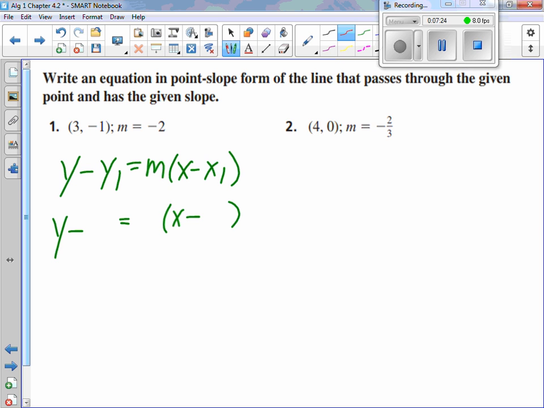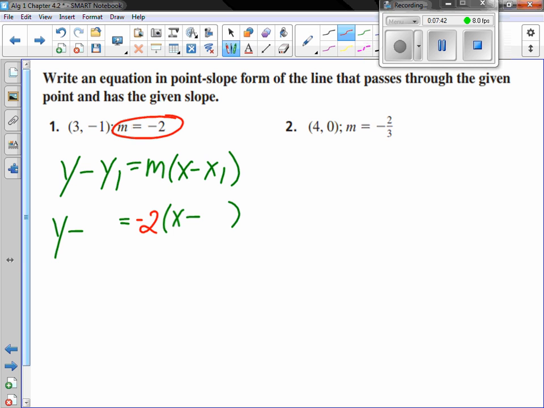So on this one here, they gave us the slope. They told us the slope is negative 2. So we'll plug in negative 2 for m because it is the slope. The slope for this line is negative 2.